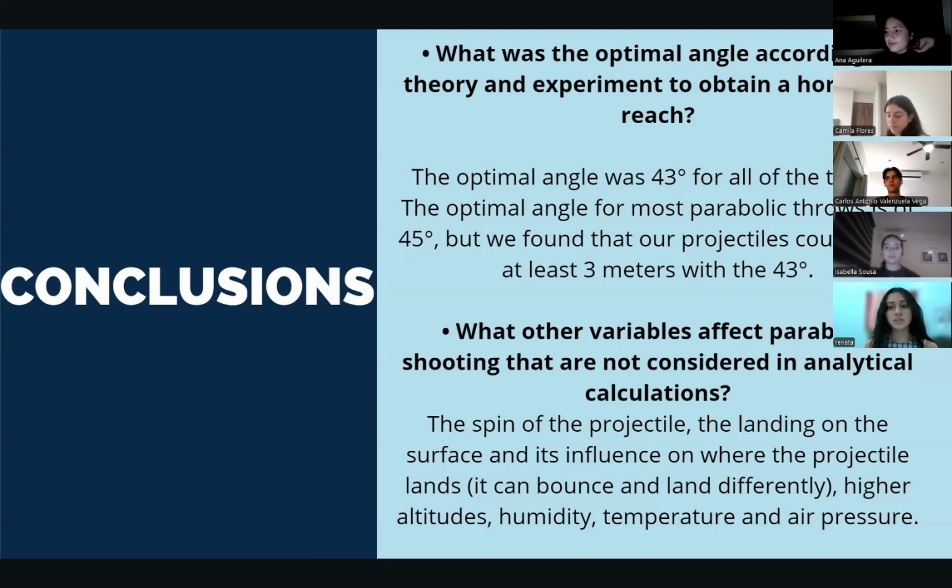While other variables affect parabolic shooting that are not considered in analytical calculations, the spin of the projectile can determine how much time the object stays in the air, the landing on the surface, and its influence on where the projectile lands, because it can bounce and end up somewhere else. And the higher altitude, humidity, temperature, and air pressure are things that have an impact on air resistance, which then have an impact on the X and Y components of the throw.